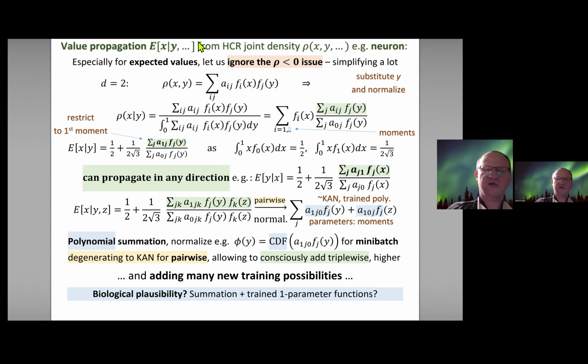So here is the derived propagation, and we can see that restricting only to pairwise dependencies, so only between pairs of variables, we get literally a trained sum of two-part polynomials, which is KAN probably. So this is an extension of KAN. You can see it this way, and you can gradually improve or extend over KAN in steps.